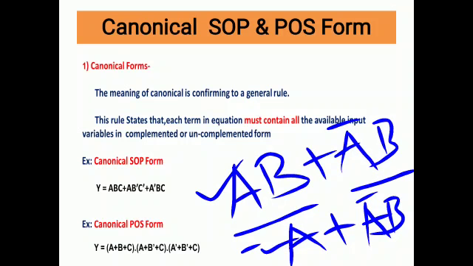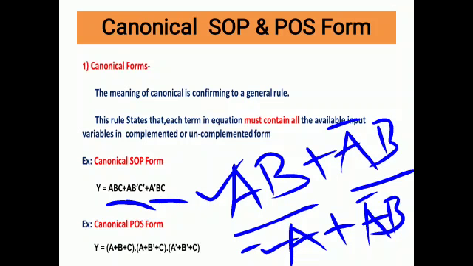So see what is written here. This rule states that each term in the equation must contain all the available input variables in complemented or uncomplemented form. The example of canonical SOP is given as y is equal to ABC plus A B bar C bar plus A bar BC. Each term has all three variables A, B, C, and these variables may be in either complemented or uncomplemented form.